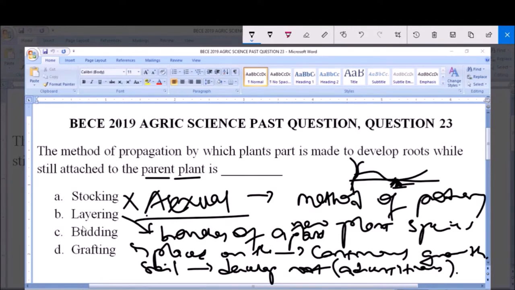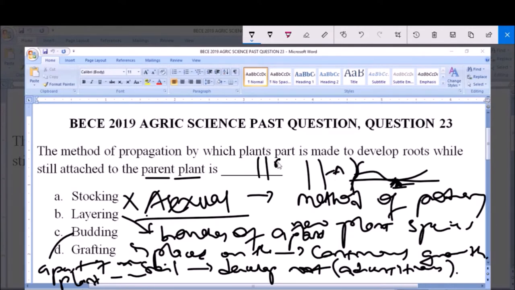Then C here says budding. Now budding is also a method of plant propagation, whereby a part of one plant is cut and attached to another plant. And this is how budding looks like. This is the diagrammatic expression of a budding. Look at it here. Let's say you have a plant here. This is plant A. And you have another plant, we call this plant B. Now a part here of plant B will be cut. We call this a bud.